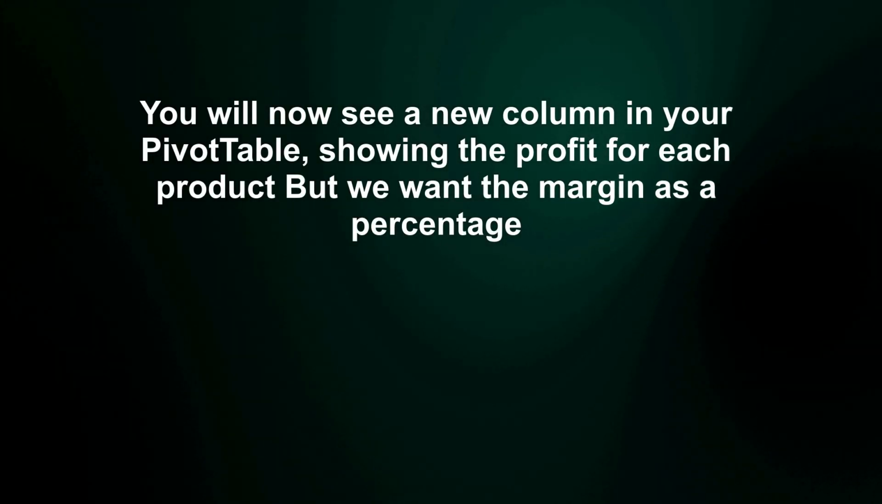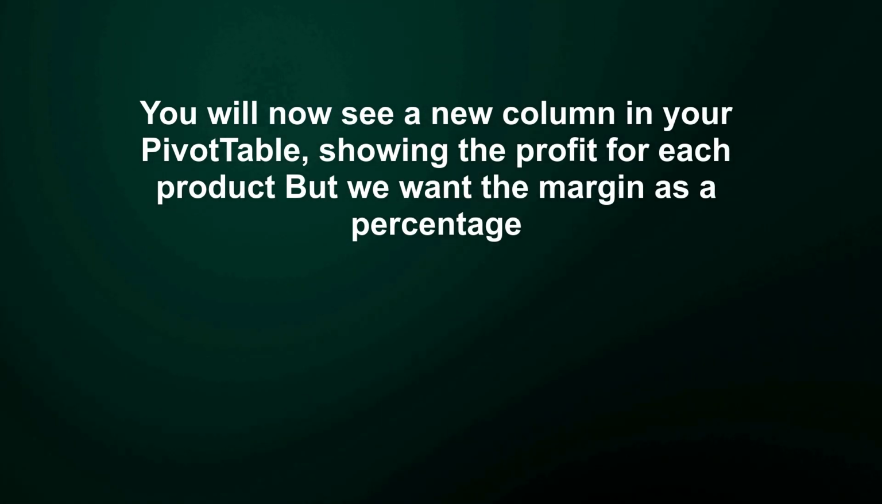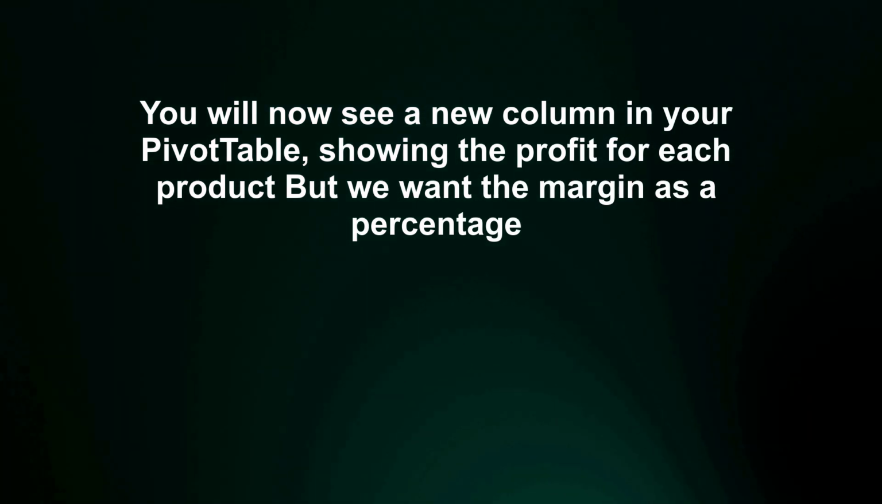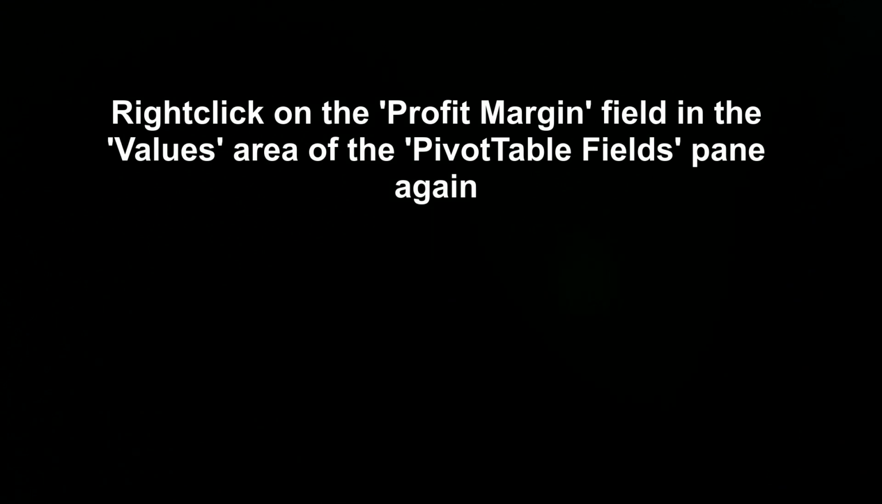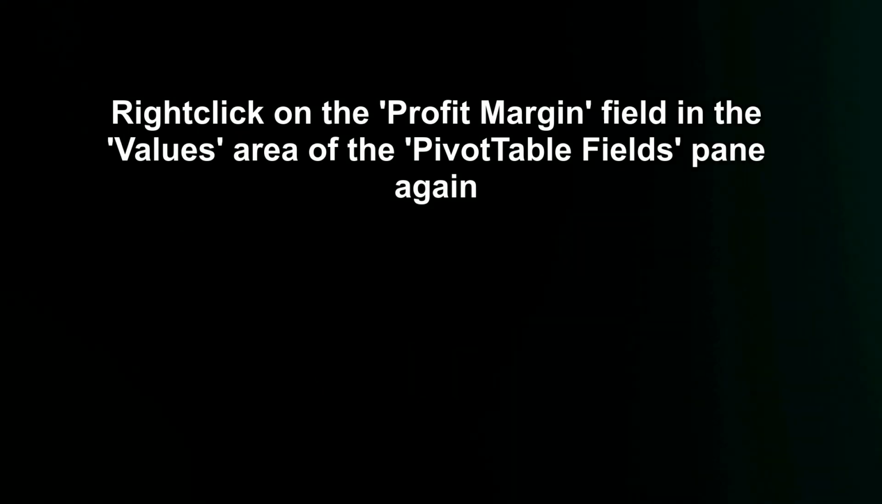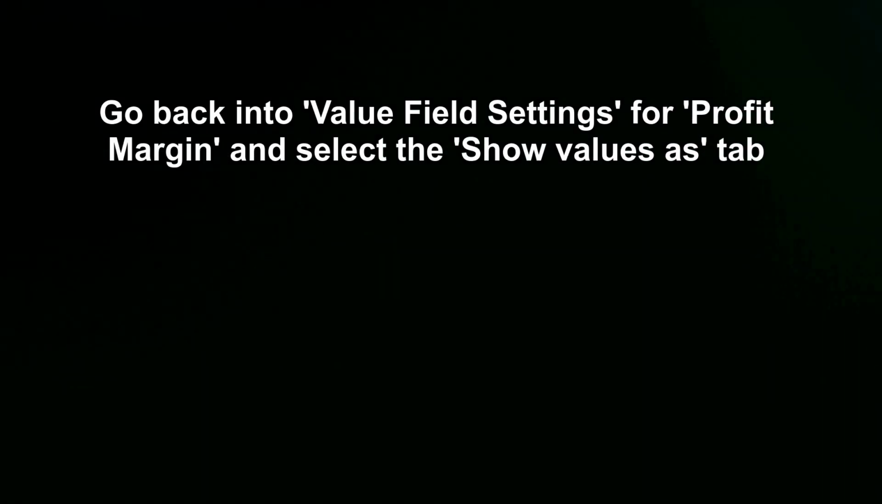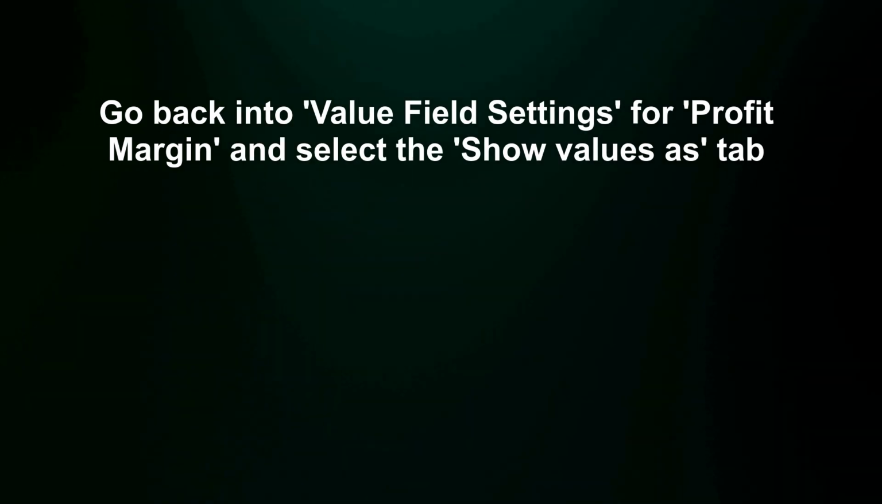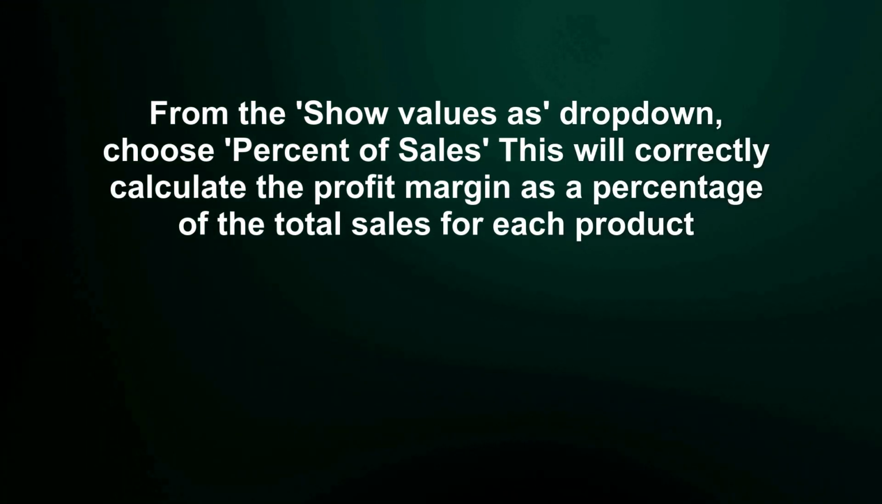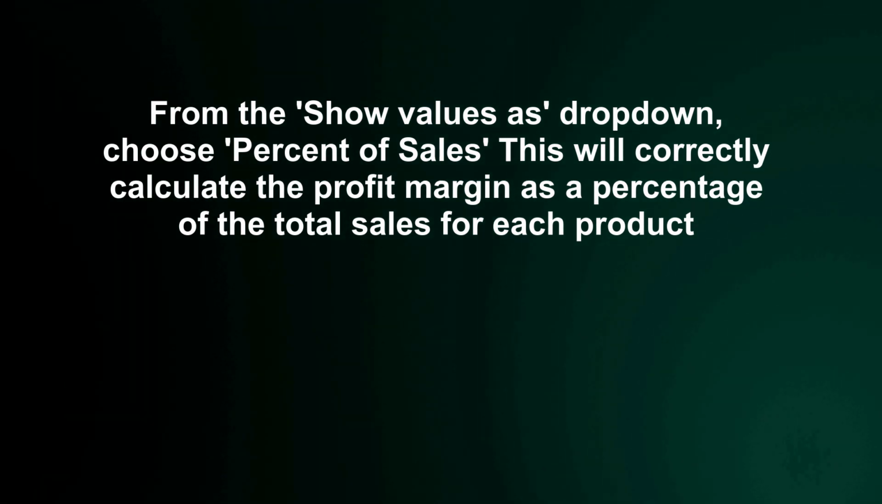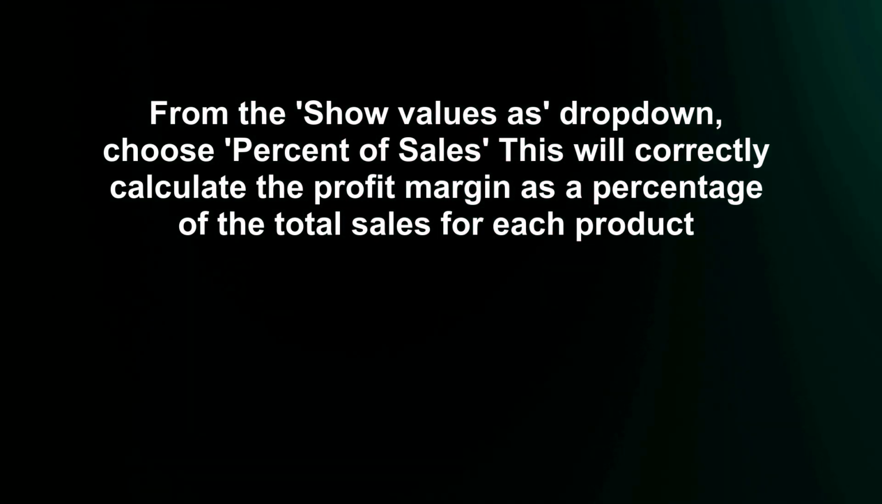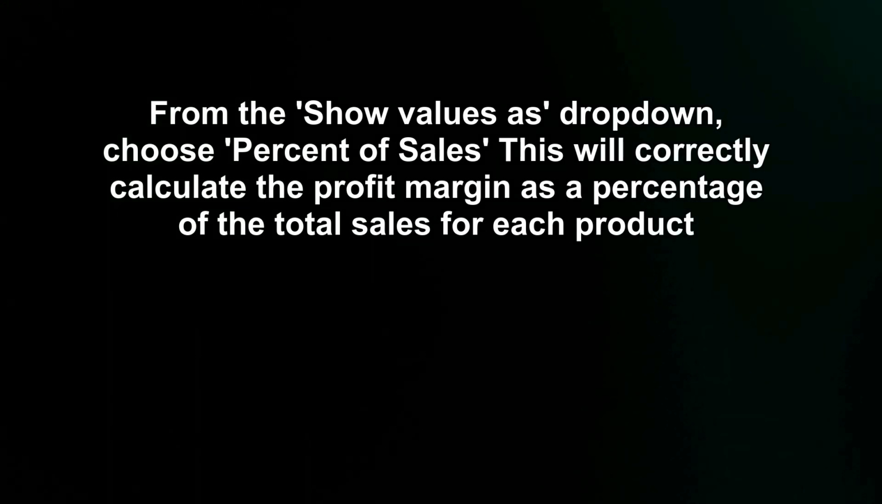You will now see a new column in your PivotTable, showing the profit for each product, but we want the margin as a percentage. Right-click on the Profit Margin field in the Values area of the PivotTable Fields pane again. Go back into Value Field Settings for Profit Margin and select the Show Values As tab. From the Show Values As drop-down, choose % of Sales. This will correctly calculate the profit margin as a percentage of the total sales for each product.